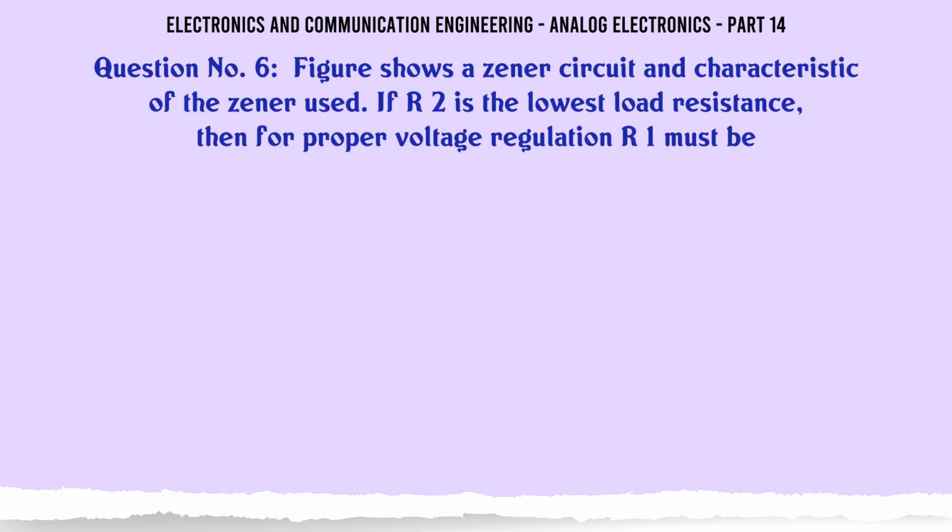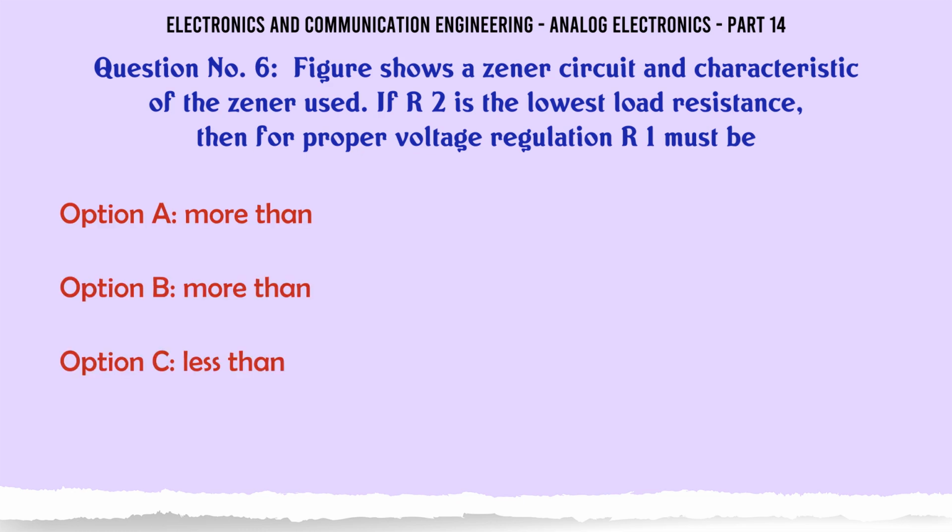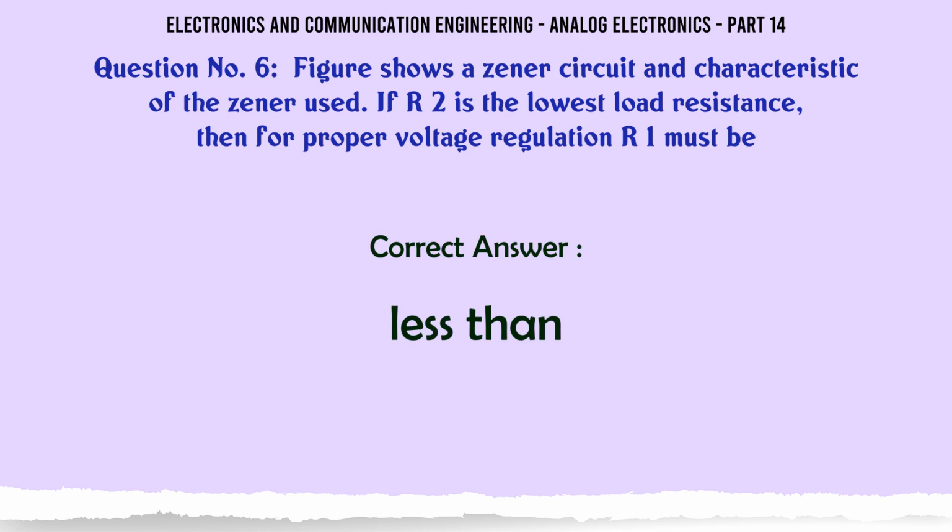Figure shows a zener circuit and characteristic of the zener used. If R2 is the lowest load resistance, then for proper voltage regulation R1 must be A, more than; B, more than; C, less than; D, less than. The correct answer is less than.